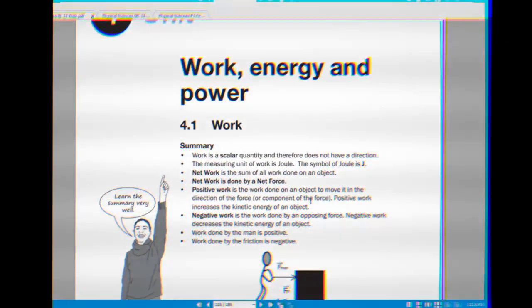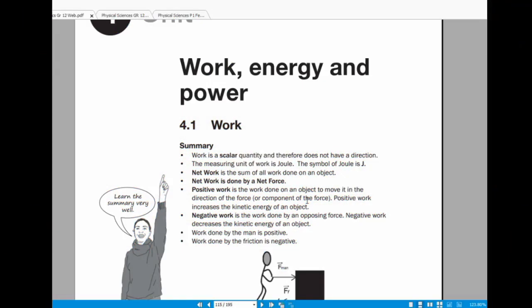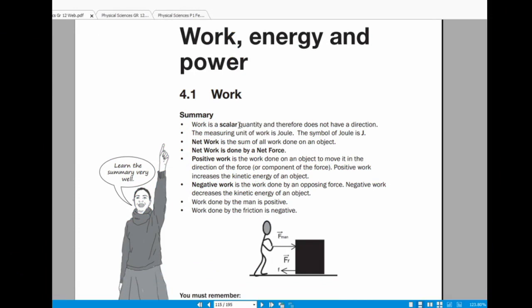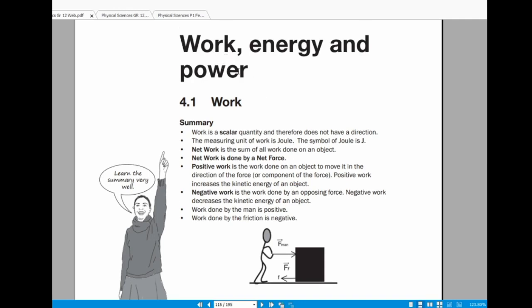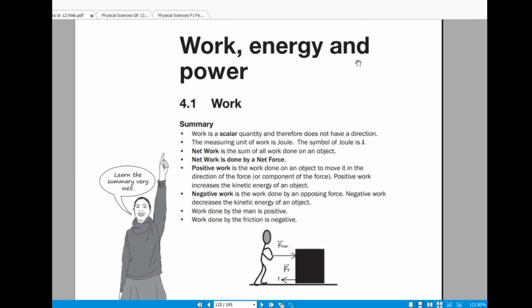Okay, so in this video we'll discuss work, energy and power, right? So let us just get into it. I'll go through these notes and try to explain a few things as I go through, right? This section is separated into work, energy and power, right? So this is the section for work.